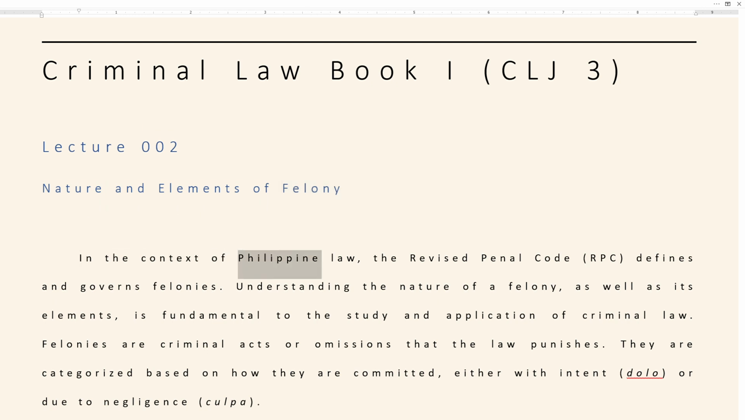In the context of Philippine law, the Revised Penal Code, RPC, defines and governs felonies. Understanding the nature of a felony, as well as its elements, is fundamental to the study and application of criminal law. Felonies are criminal acts or omissions that the law punishes. They are categorized based on how they are committed, either with intent, dolo, or due to negligence, culpa.